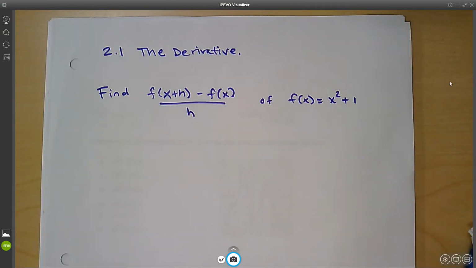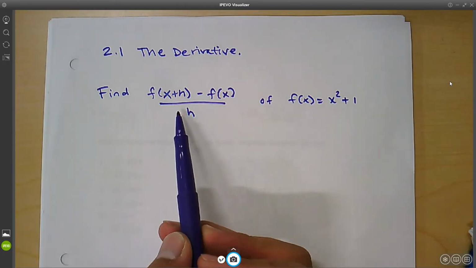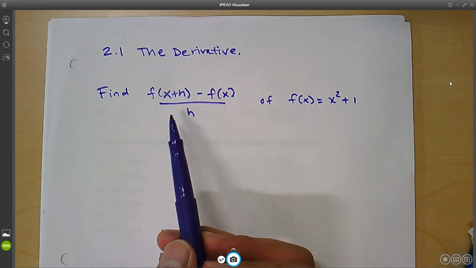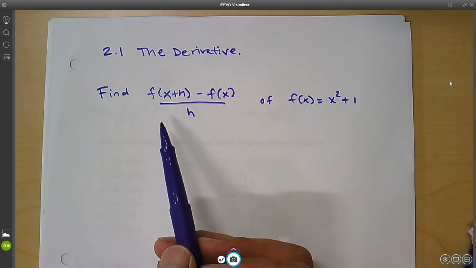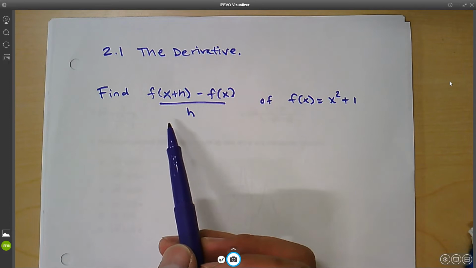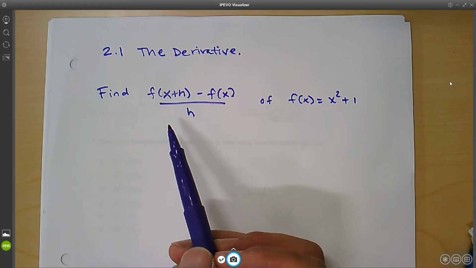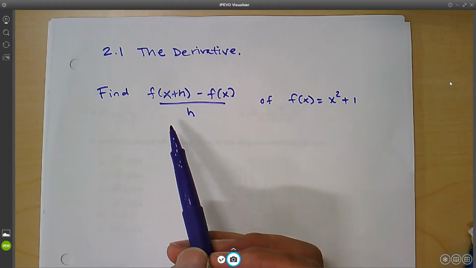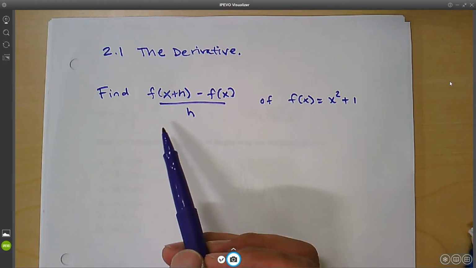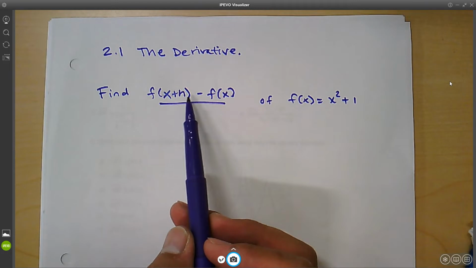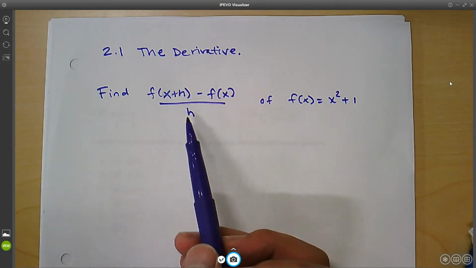These were probably your favorite problems. You guys have seen this before, right? Yes? No? This has a special name. Who remembers? That one? f of x plus h minus f of x over h.